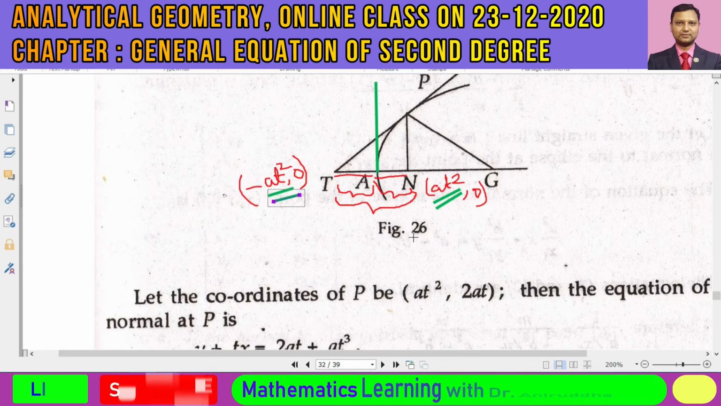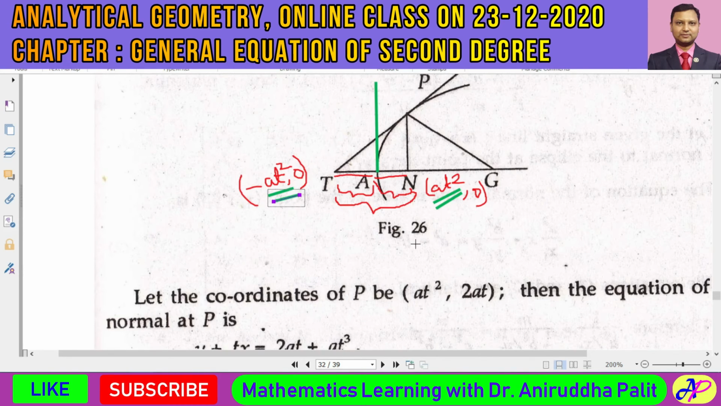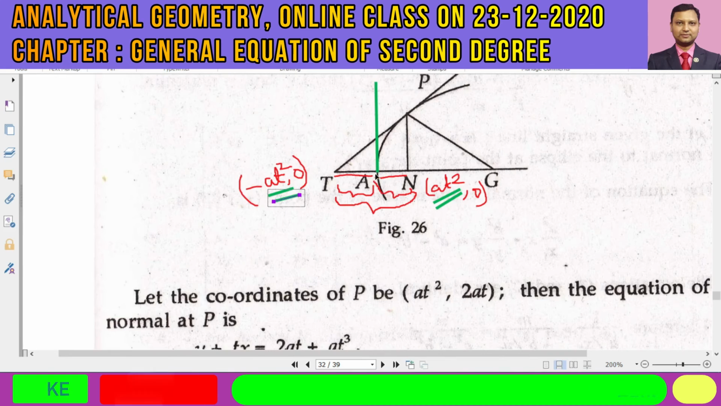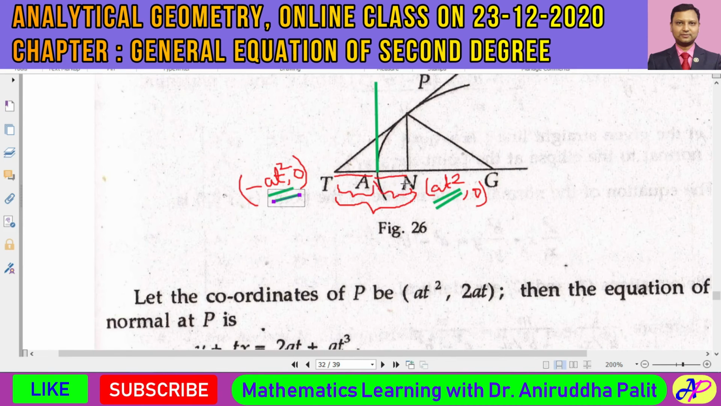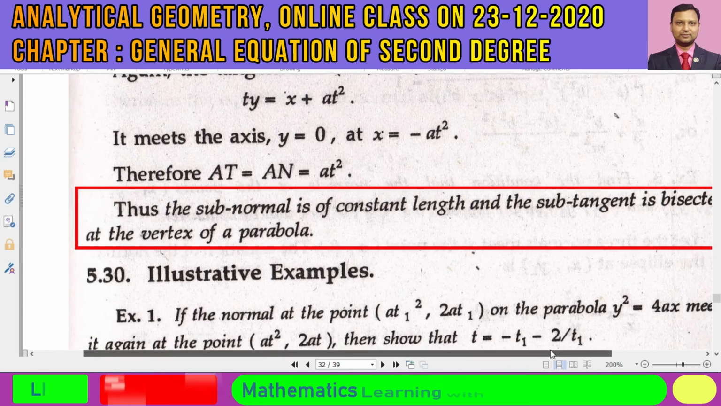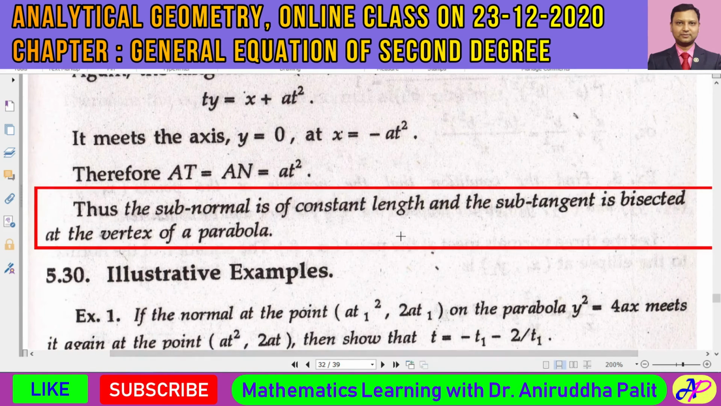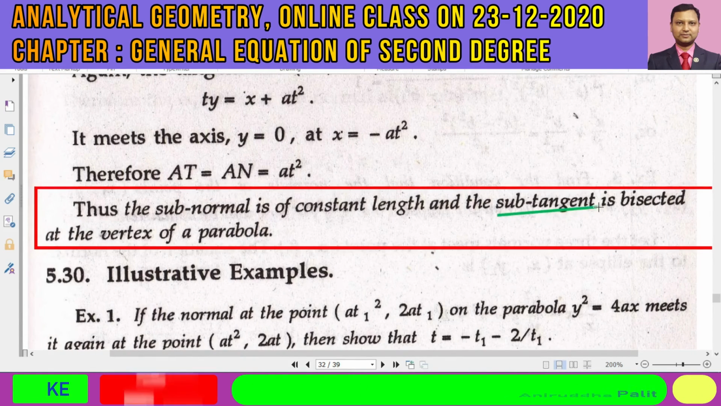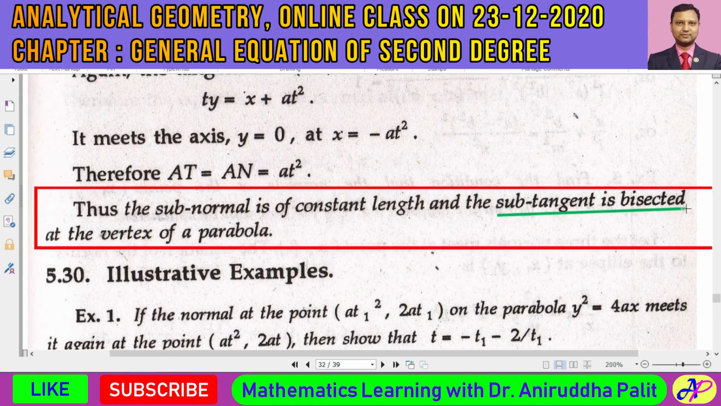So the plus or minus sign represents just the direction, but the distance from A to N is equal to at², and the distance from T to A is again at². Therefore, these two distances are the same, or in other words, capital A actually bisects the length TN. Now, is it clear to you? That's why it says that the subtangent is bisected at the vertex of the parabola. Is it clear to you?